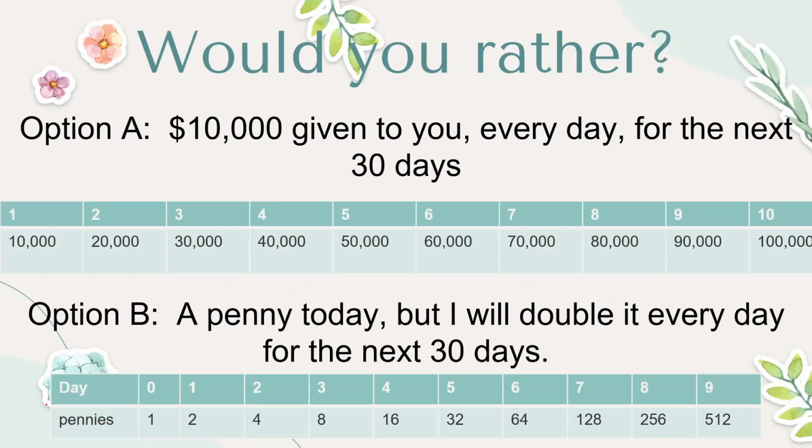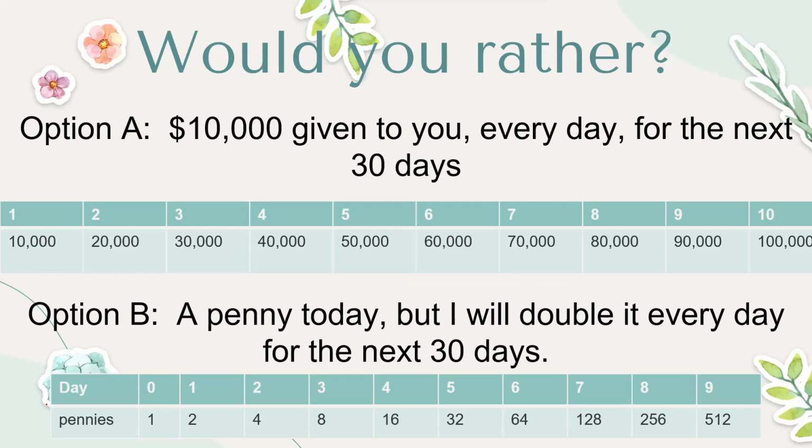So first, I've got a question for you. Would you rather have option A, $10,000 given to you every day for the next 30 days, or option B, a penny today, but it will double every day for the next 30 days? Now you're probably thinking, well, Marsh, I probably want $10,000 today. But if you select option B, you're going to get a whole bunch more money all the way at the end compared to option A.